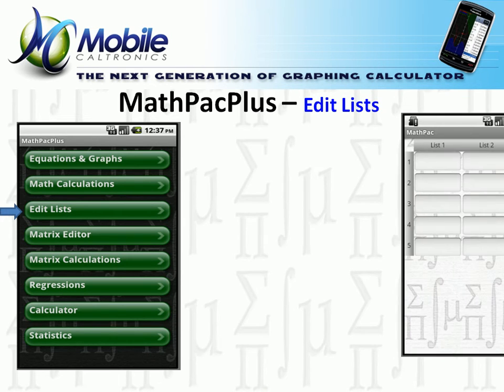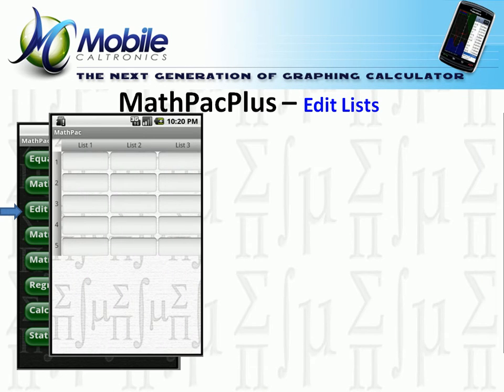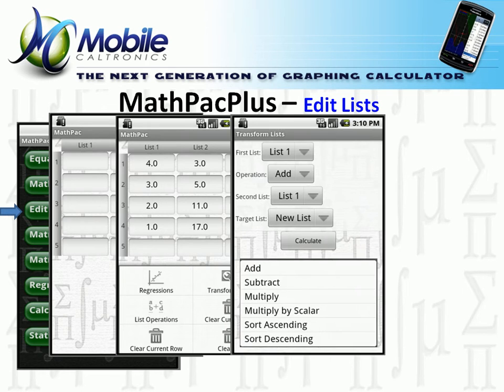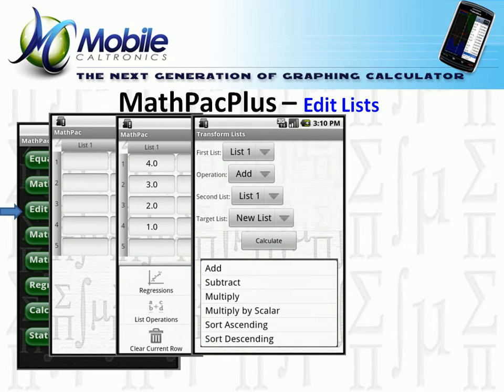Moving on to edit list, this is where we go to enter the data. Once you've entered the data, you have one-step jumps to things like regressions, list operations, list transformations. Of course, from list operations, you can add, subtract, multiply by scalars, sort ascending or sort descending those lists.